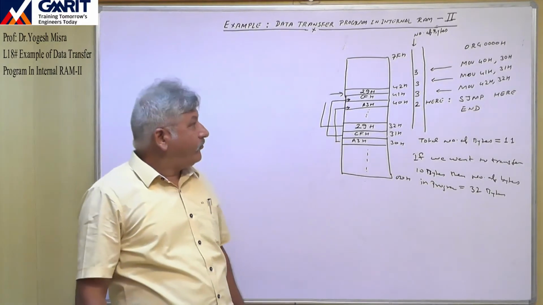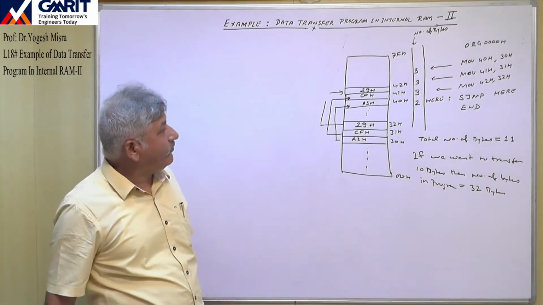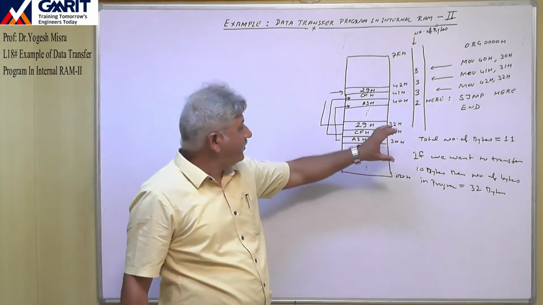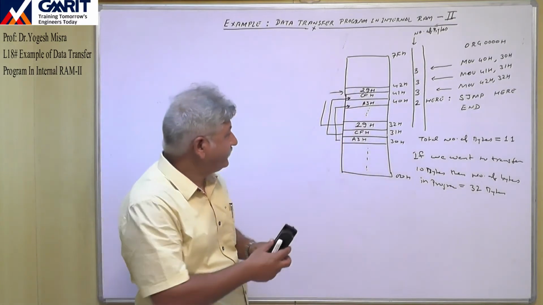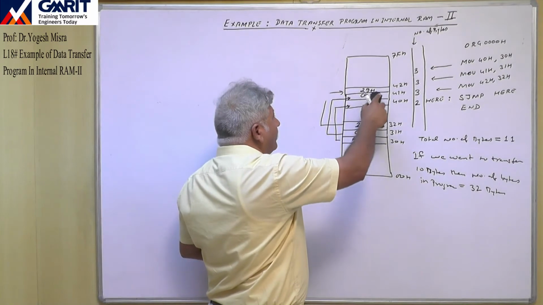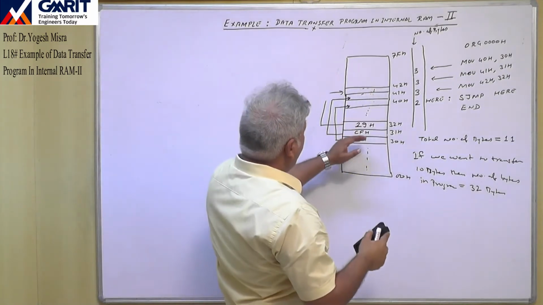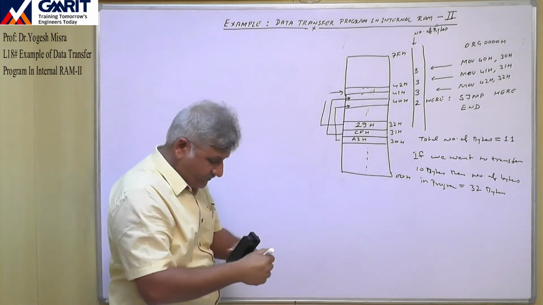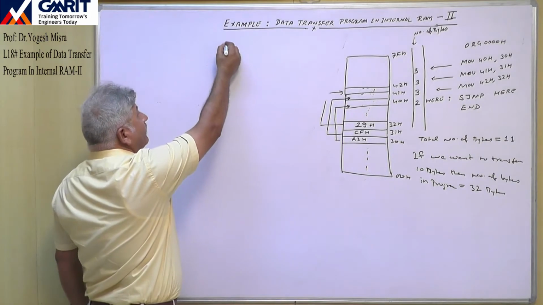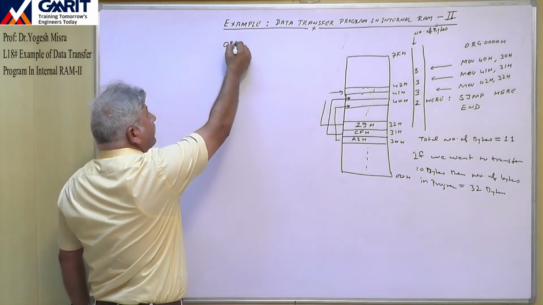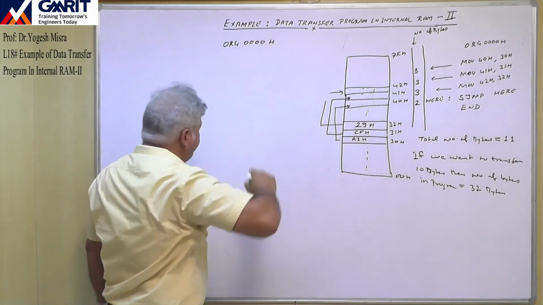Okay, so now we will try to write an efficient program to transfer these 3 bytes to new 3 locations. So initially the bytes are here and we want to transfer to new locations. We will start our program with org 0000H.